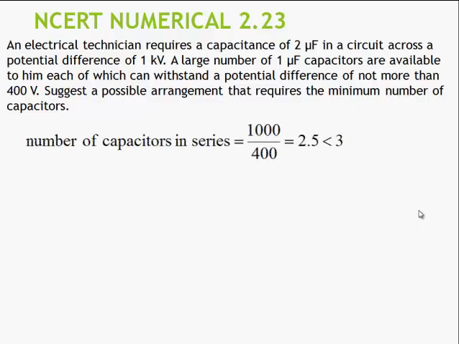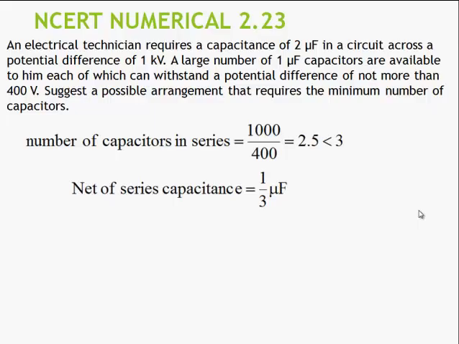We can take it mathematically also. 1000 divided by 400 comes out to be 2.5. So we have to take the next higher integer, which is 3. So we take 3 capacitors in series. But when we take 3 capacitors in series, the net capacity will be 1 by 3 microfarad. But I want 2 microfarad.